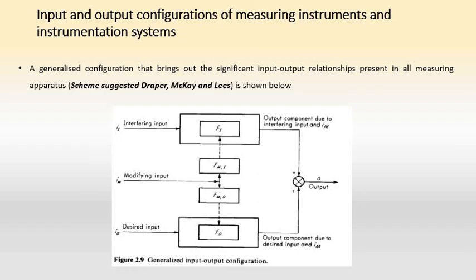Hello all. In this session we are going to discuss the input and output configurations of measuring instruments and instrumentation systems. While we are employing a measuring instrument for measuring a particular parameter, what will we be expecting? We will be expecting an exact value of the parameter to be displayed on the output screen, right? But in practical cases this is not so.